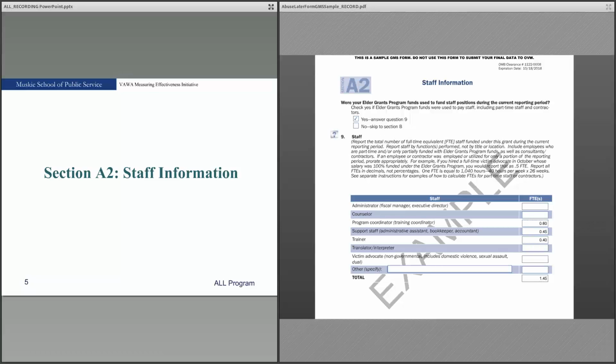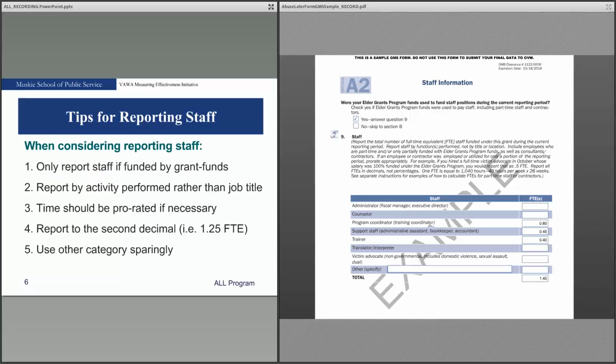We're going to go through this section first by looking at tips for staff and then by filling out an example staff section. So, when you're considering reporting staff, only report FTEs, which we call full-time equivalents, for staff whose salary is provided fully or partially by grant funds. This would include contracted work paid by the grant.